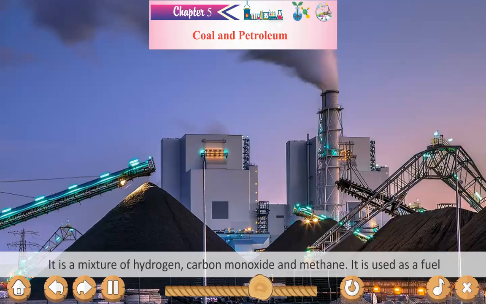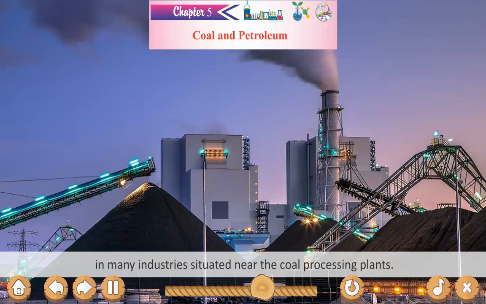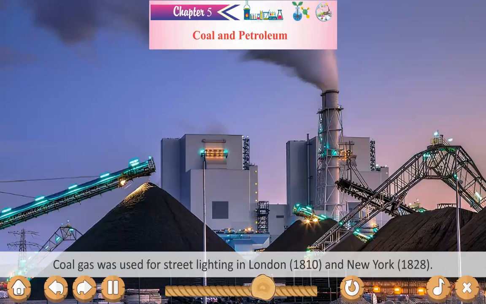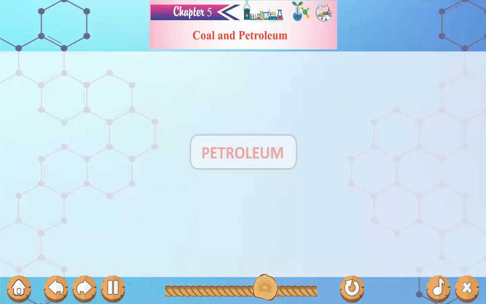It is a mixture of hydrogen, carbon monoxide and methane. It is used as a fuel in many industries situated near the coal processing plants. Coal gas was used for street lighting in London in 1810 and New York in 1828. It is not used much now.